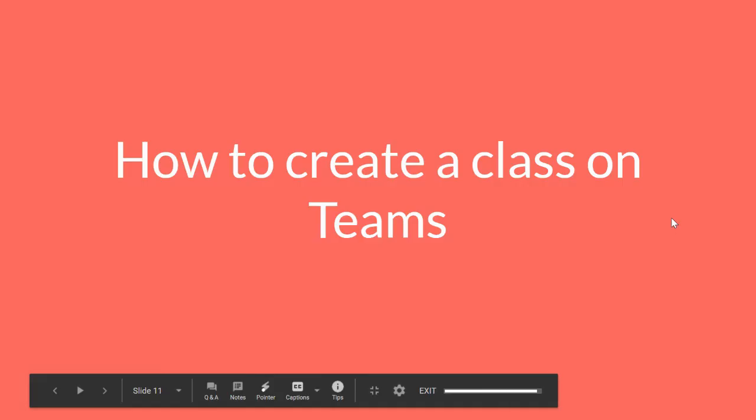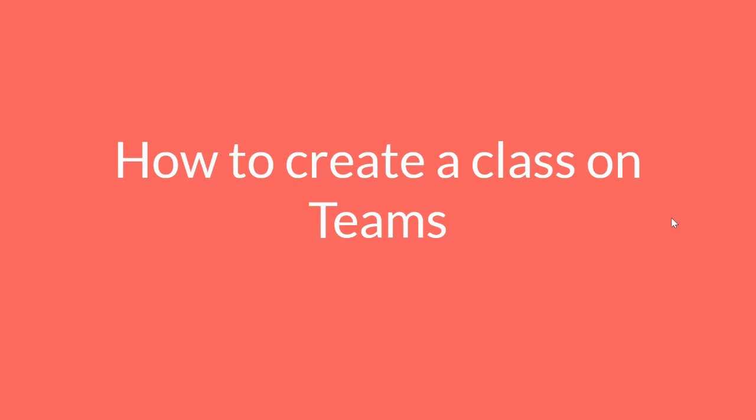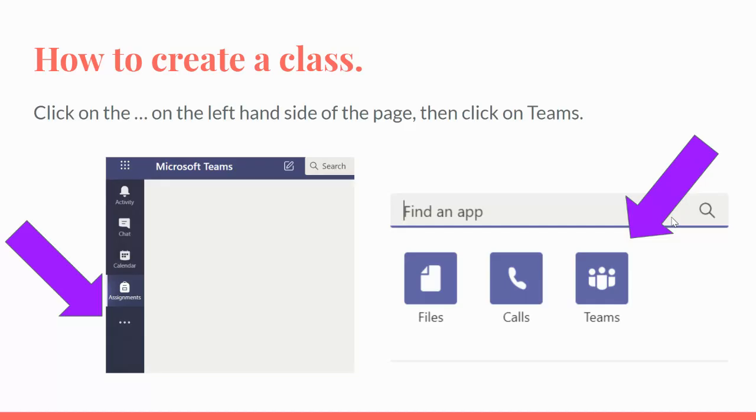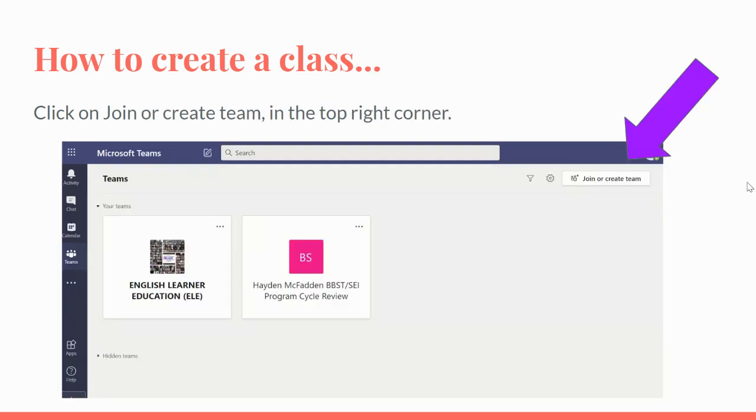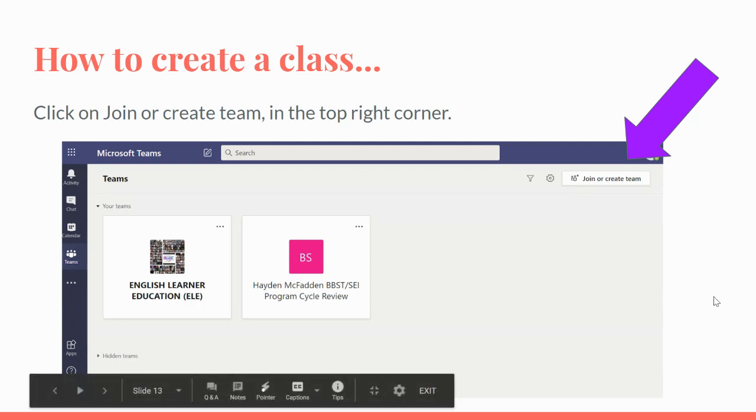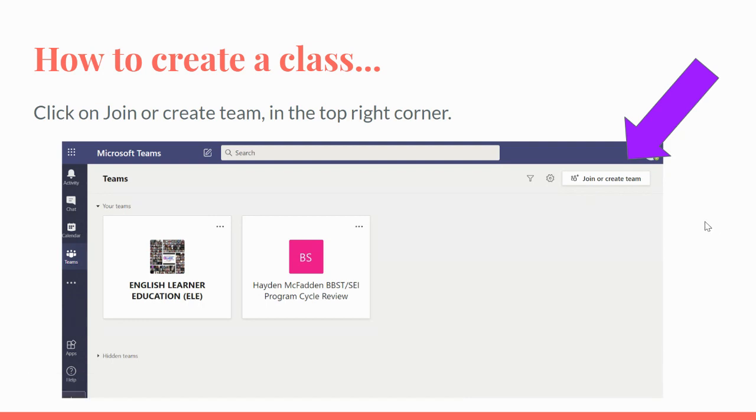So now we're going to talk about how to create a class on Teams. So to create a class, you would click on the 3 dots, so the ellipses on the left-hand side of the page, and then you would click on Teams. Then in the top right-hand corner, you would click on join or create a team. All the teams that you are a part of will appear here on your, it's kind of like a Teams dashboard page. It'll show all the different teams that you are a part of.